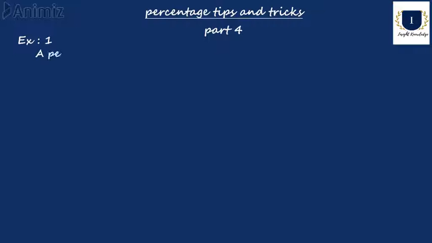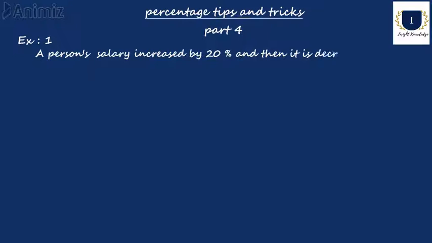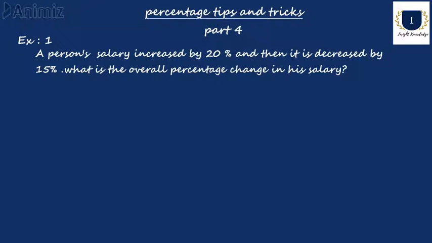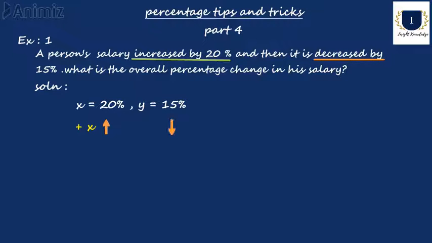Example 1. A person's salary increased by 20 percentage and then it is decreased by 15 percentage. What is the overall percentage change in his salary, right? See students, always take the first percentage as x and then the coming percentage as y. So here x is equal to 20 percentage and y is equal to 15 percentage, right? For x, it is increased by 20, so you have to use plus x, and for y it is decreased by 15, so you have to write down minus y.